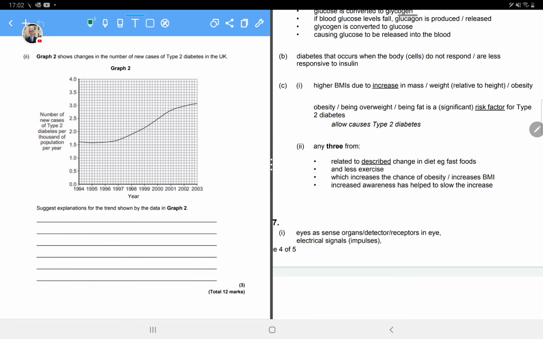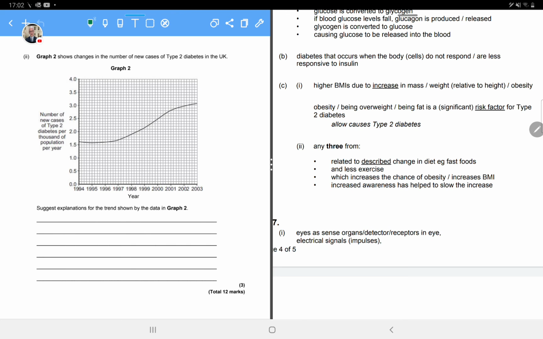So if we talk about obesity now, why effectively are people becoming more obese? And you can see here a bit of common sense, a bit of knowledge on the mark scheme. Change in diet, fast foods, less exercise, we've got a more sedentary lifestyle, cars, buses, less cycling routes, less cycling, less walking, which increases the chance of obesity, which we link back to the first graph.